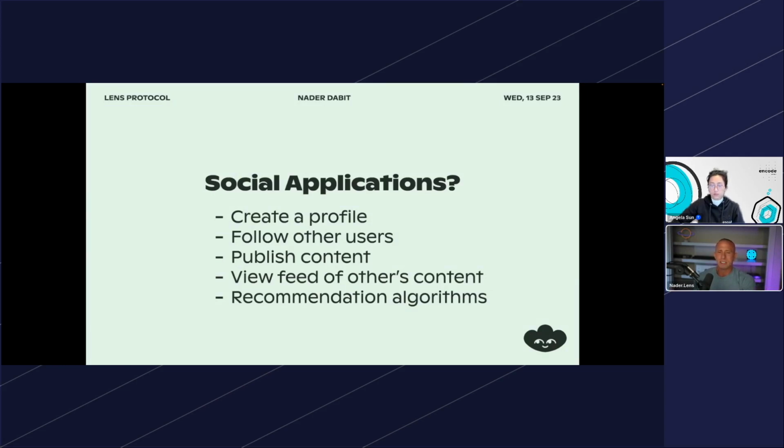Social applications allow you to do things like creating a profile, maintaining that profile, following other users, publishing some sort of content, viewing a feed of others' content that you're following, or being given a feed of content based on some sort of recommendation algorithm. They don't need to encompass all of these things, but they can encompass at least one of these things. So with that being said, how does Lens work in this manner?